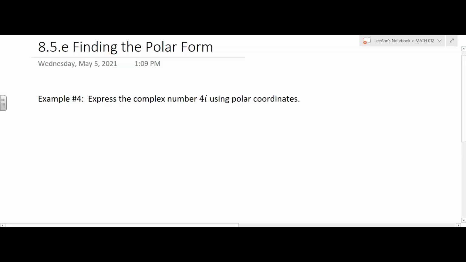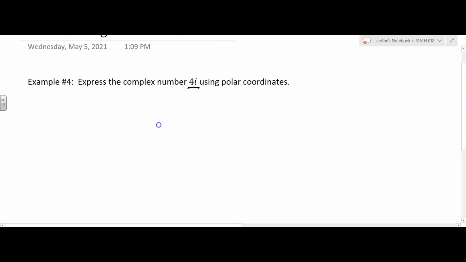Okay, so it says in example 4, express the complex number 4i using polar coordinates. So we want to change it into polar form. For a complex number, the polar form is r cosine theta plus i sine theta. So to get it in polar form, you've got to find r and you've got to find theta.